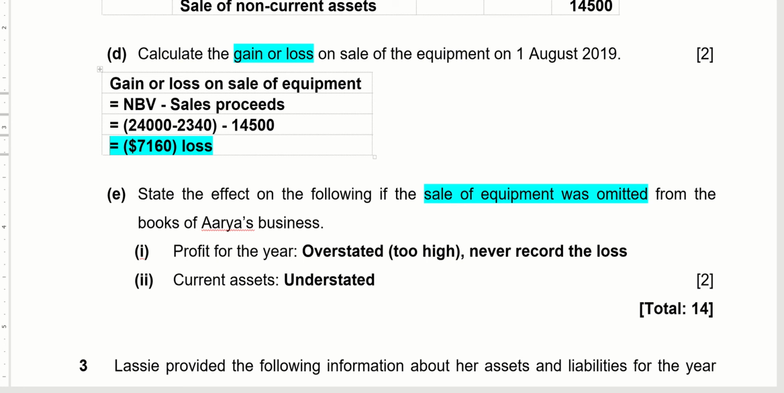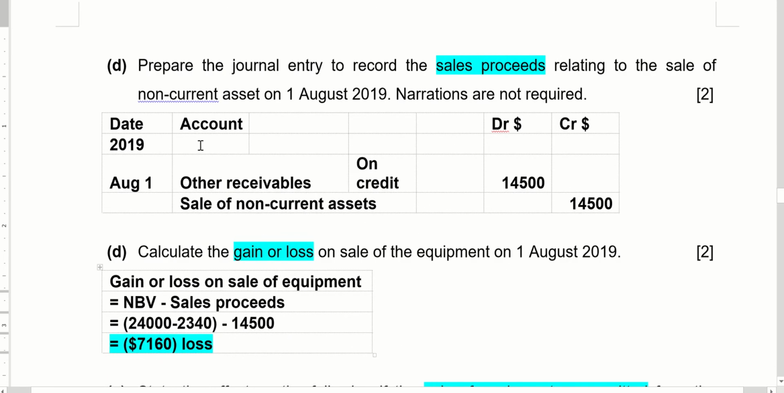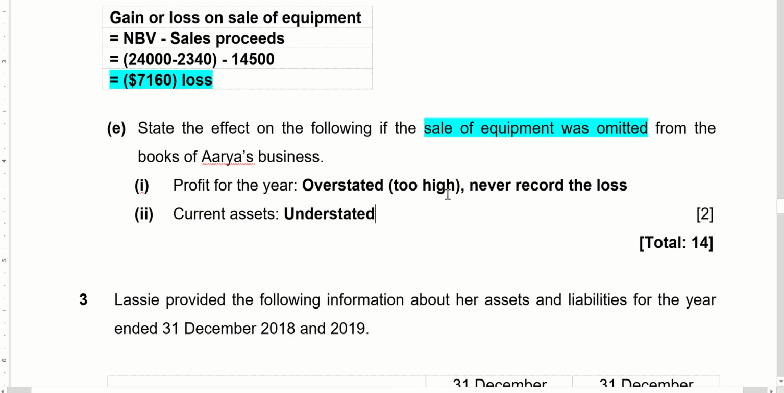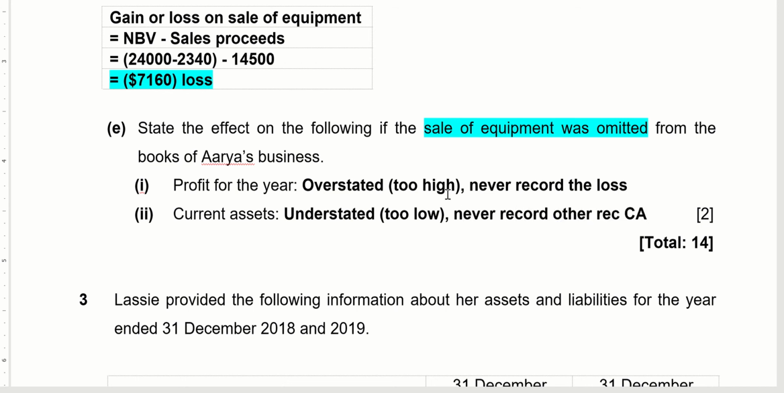If you recorded the loss, the profit would have reduced. Then what is the effect on current assets? Current asset is understated. Why is current asset understated? Because you take a look here, you actually have to record debit other receivables, which is a current asset. You increased your current asset. And if you did not record this, then your current asset is too low, because you never recorded other receivables, which is a CA.